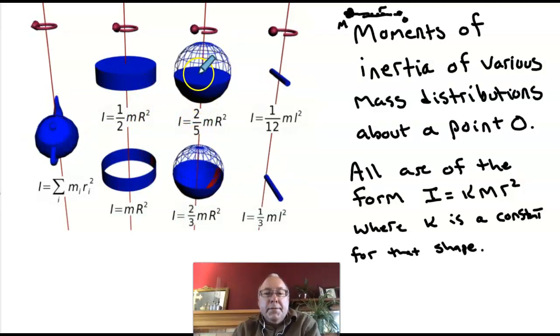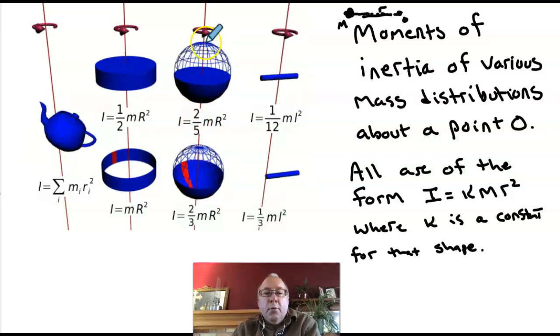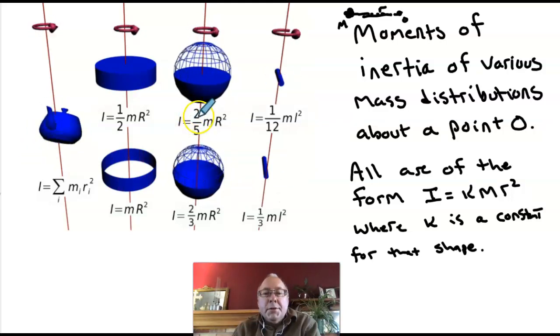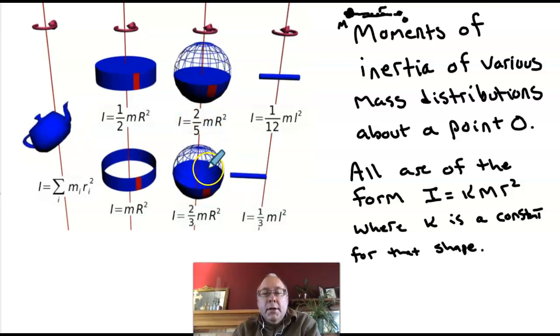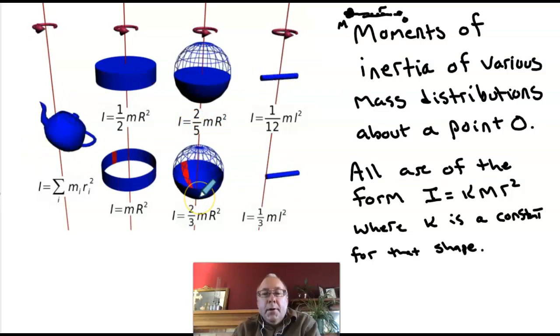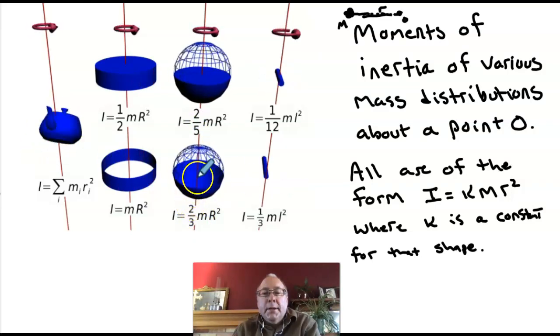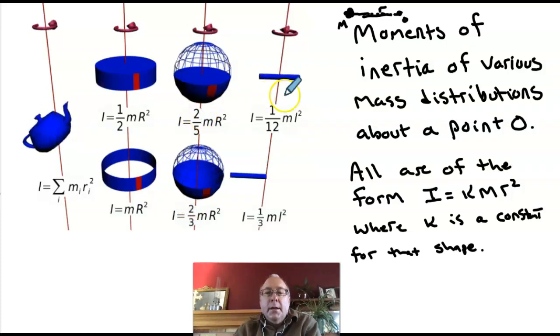If it's a solid sphere, notice how this is shown to be colored in here. So if the whole thing was filled up like a bowling ball, then the moment of inertia is 2/5 mr squared. But if it's a thin sphere like a shell, like maybe a basketball, then it would be 2/3 mr squared. So this constant changes depending upon how the mass is distributed about the radius.